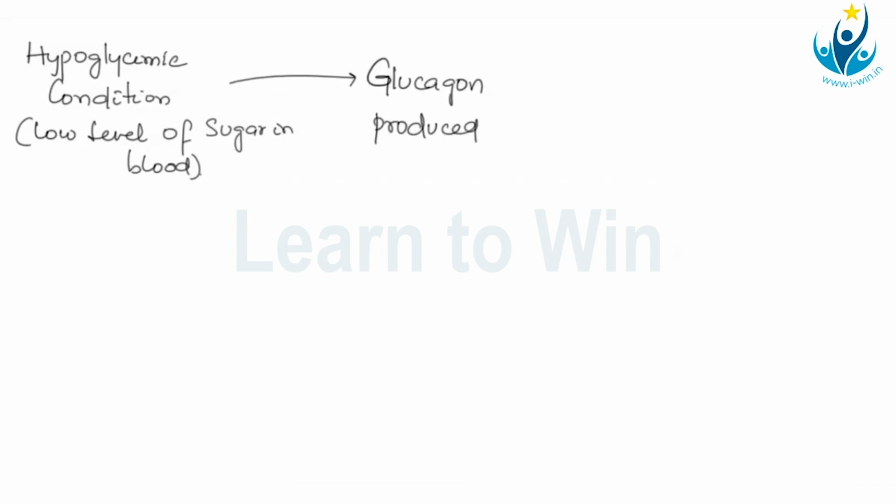Now, what happens to this glucagon? This glucagon directly goes and acts on the adipocytes and the hepatocytes. Adipocytes are the tissues that store fats, and hepatocytes are the cells of the liver. So it is acting on the adipocytes and hepatocytes, and once it goes into the liver cell, it starts two different functions in there.